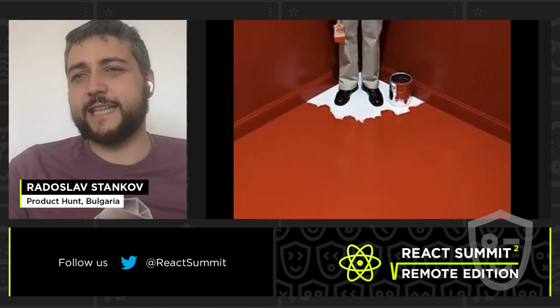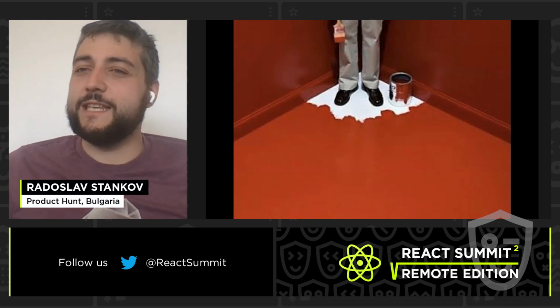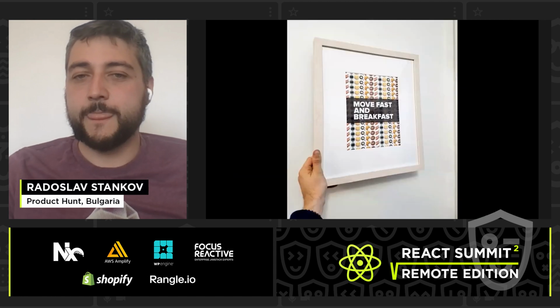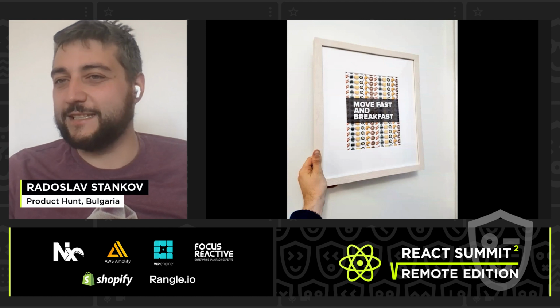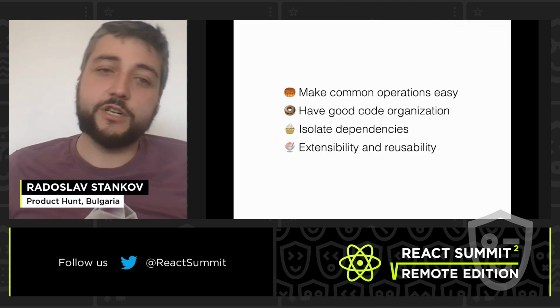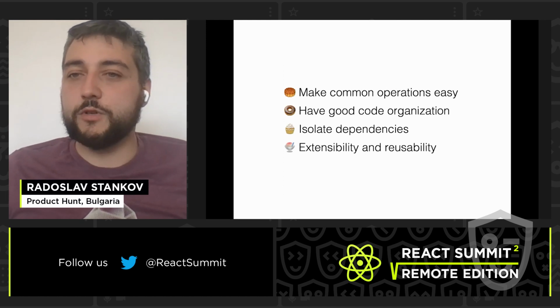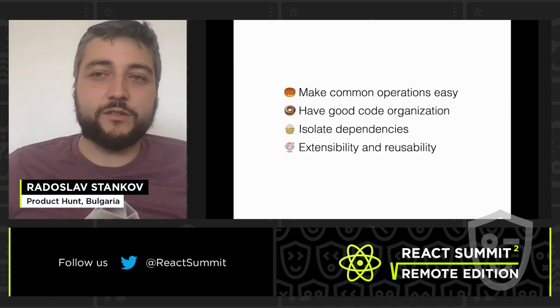The thing around architecture is, if you don't know where to start, you can very easily get into a situation where you get stuck. So we want to move fast and not break things. For our architecture, we have 4 goals. First is to make the common operations easy, so the engineers can easily add new things.